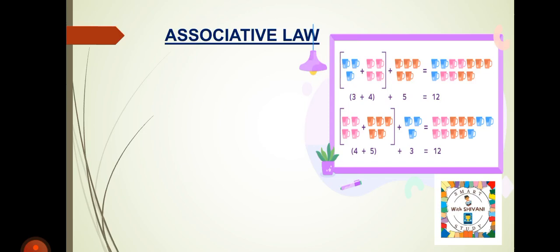We add this to the 5 brown cups, then we get the answer as 7 plus 5, which is 12. Now we are keeping the same number of cups, that is 3 blue, 4 pink and 5 brown, but we are regrouping it. That means instead of 3 plus 4, we are grouping it as 4 plus 5. So 4 pink plus 5 brown cups together we get 9, and 9 plus 3 blue cups give us 12.